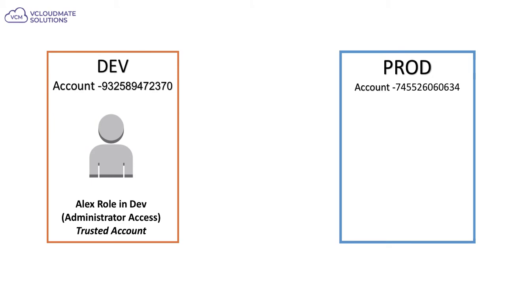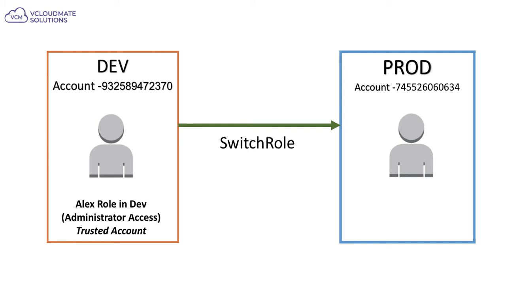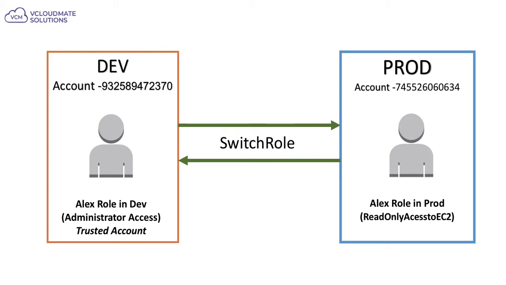On the other side, I'll be having something called my production account, that is nothing but another account ID, which is called the prod. On the other side, what I want is for Alex to log in from the development account by using the concept of switch role, so that Alex can assume a role in the production, which is read-only access to the EC2 instances. So in order to achieve that, we can easily identify that there are two different accounts, dev and production account, that I have to have. That is basically two different account IDs, two different accounts that I need to have.